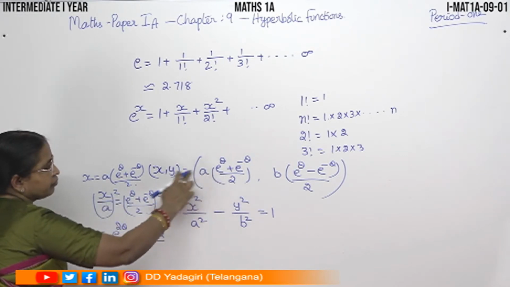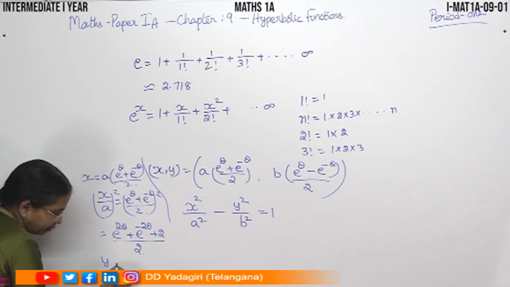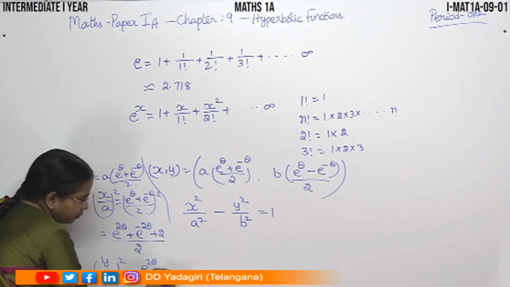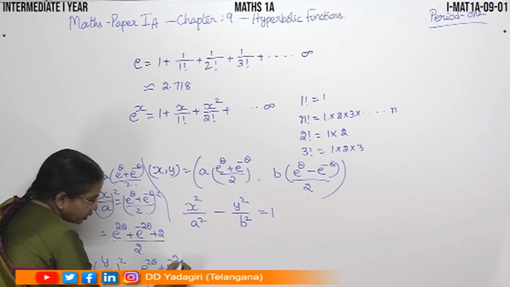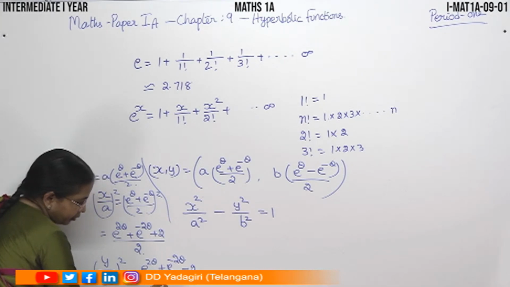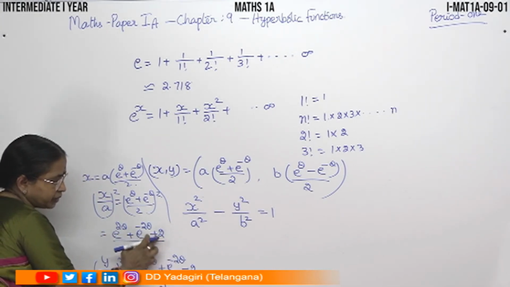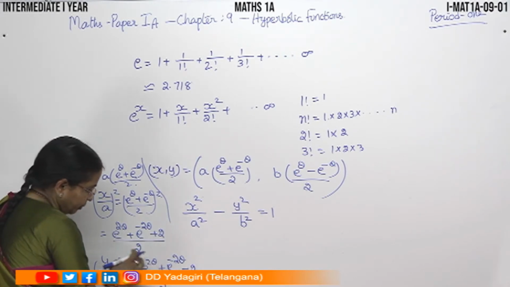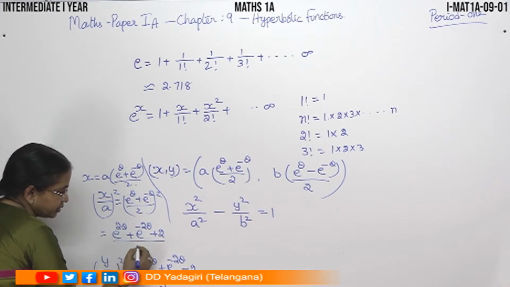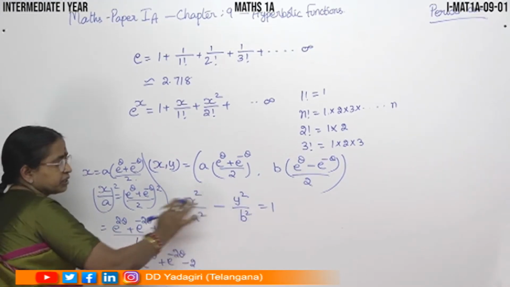Now in the same way, if you take y by b and then y by b whole square, you will get e power 2 theta plus e power minus 2 theta plus minus 2 by 2. Now when you subtract these two, the terms will get cancelled and you will get 2 plus 2, 4 by 4, which is equal to 1.